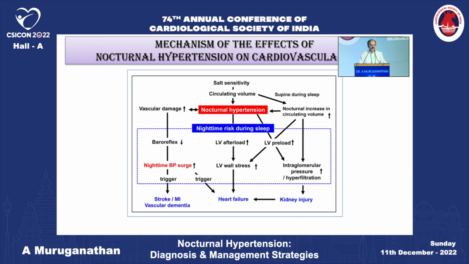This is the mechanism of how nocturnal hypertension produces cardiovascular disease. As you see, salt sensitivity increases circulating volume, especially when you lie down in the supine position. The nocturnal increase in circulating volume also causes nocturnal hypertension. It leads to vascular damage. That vascular damage produces baroreflex depression and nighttime BP surge, and that triggers stroke, MI, and vascular dementia. The LV afterload also increases at night because of the overload volume. LV wall stress leads to heart failure. Again, through the kidney, intraglomerular pressure is increased, hyperfiltration is increased, and kidney injury.